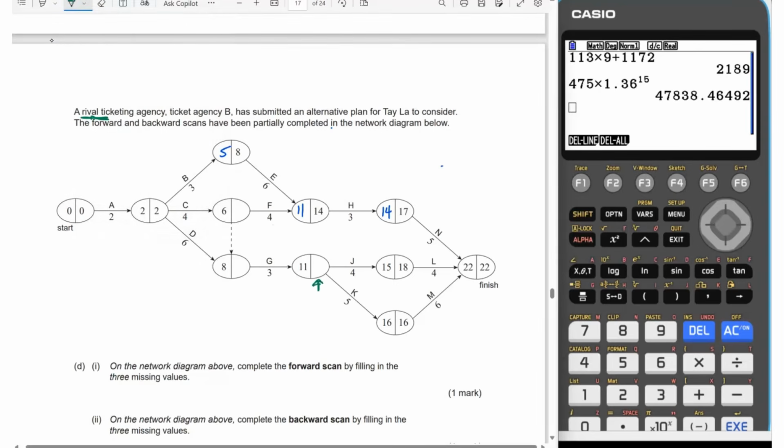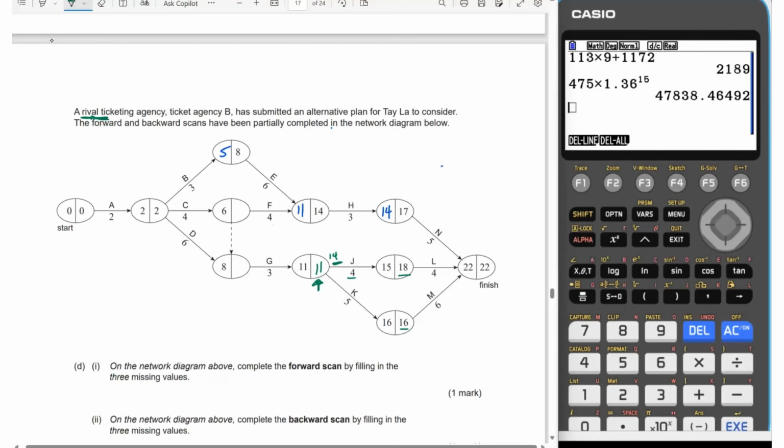So this is the first number that we want here, and with a backward scan we look at the back end of the arrows, and we're looking for the smallest number to go in. We're going to choose between 18 take 4, which is going to be 14. So we'll put that on the outside for now. And then we've got 16 here, take 5, which is going to be 11. And 11 is going to be the smallest of those 2 numbers. The other one stays out on the outside here because that's your latest start time for J, whereas the number in the node is the latest start time for K.